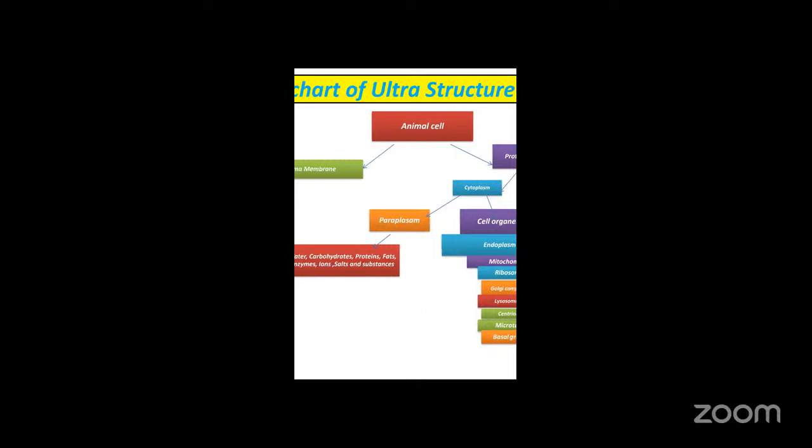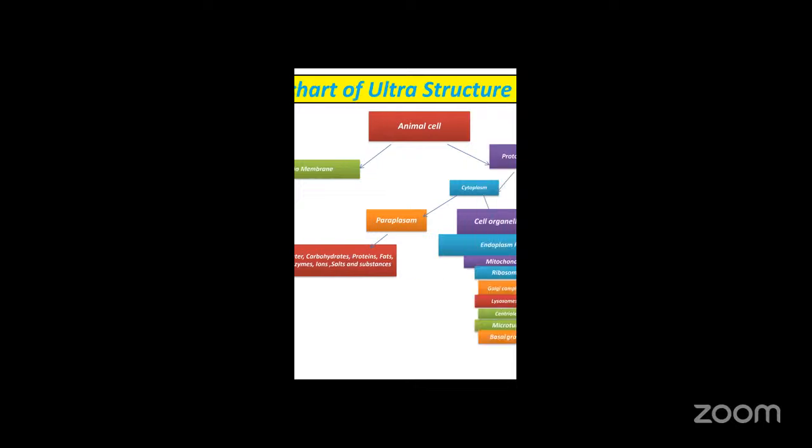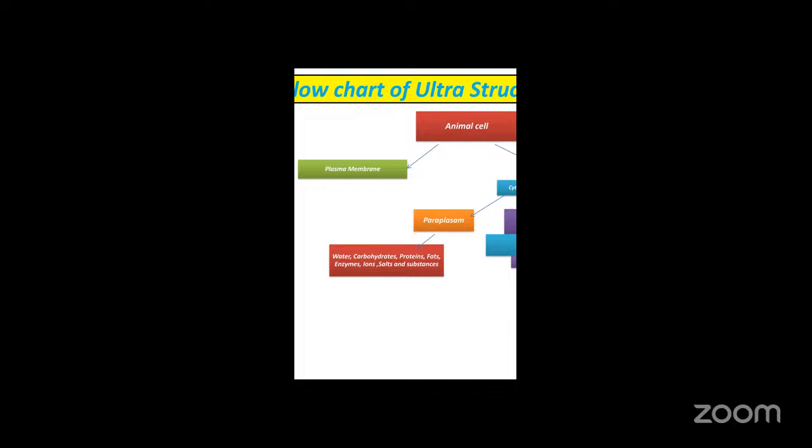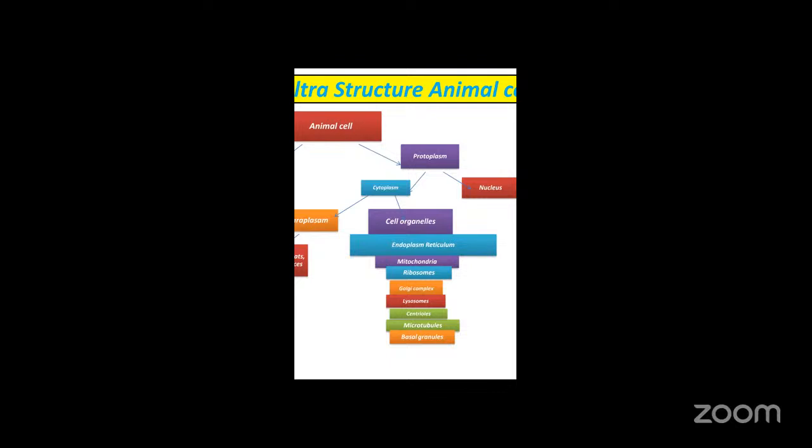Now, paraplasm means in what form? It is in the form of water, carbohydrates, proteins, lipids, fats, ions, salts, as well as other substances. That means all the organic content is also present in the cell. You all know the cell not only has different parts, but is also made up of different organic components, which are nothing but water, carbohydrates, proteins, lipids, fats, enzymes, and all this. Okay. Now coming to the cell organelles present in the cytoplasm, you have endoplasmic reticulum, mitochondria, ribosomes, Golgi complex, lysosomes, centrioles, microtubules, as well as the basal granule. So this is all about the different organelles present in the cytoplasm.